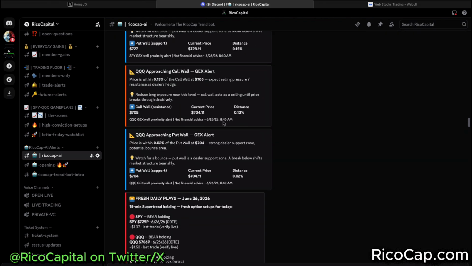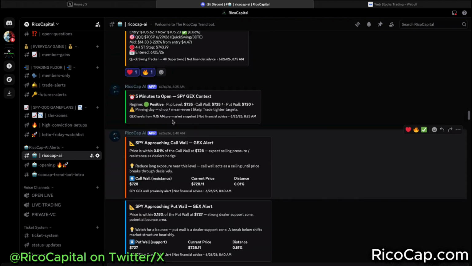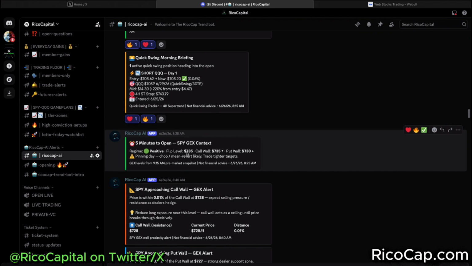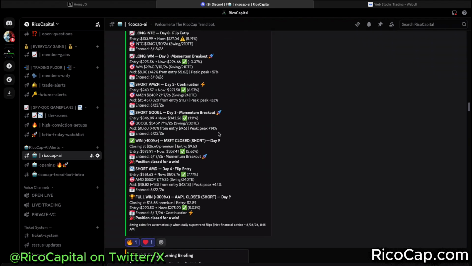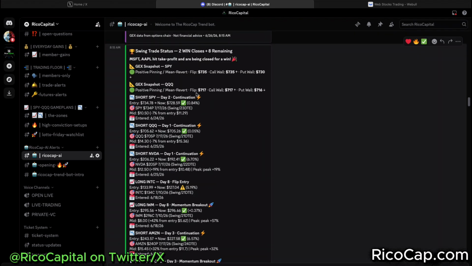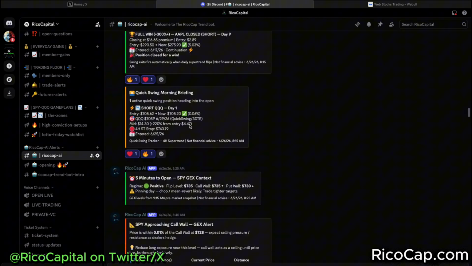So right before open, it's going to give you GEX context, right? It's going to tell you first any type of morning brief swing. If you're shorting QQQ or if it's in some type of swings, a lot of them at the end of the day are going to give you the update of the swing trades, of course.